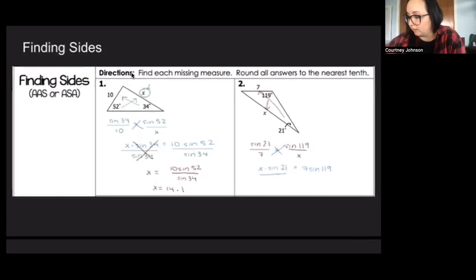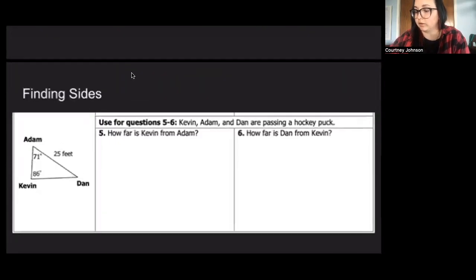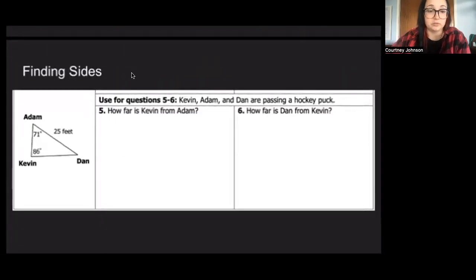You can divide by that sine of 21. So you have x equals 7 sine 119 over sine of 21. And if we type that into our calculator, we're rounding to the nearest tenth. Remember, don't forget the nearest tenth on our homework. We would get x is 17.1. Okay. Let's move on to the next topic, and that is finding sides.